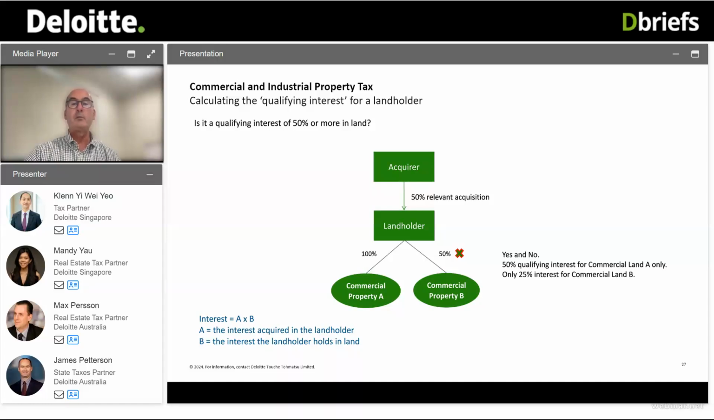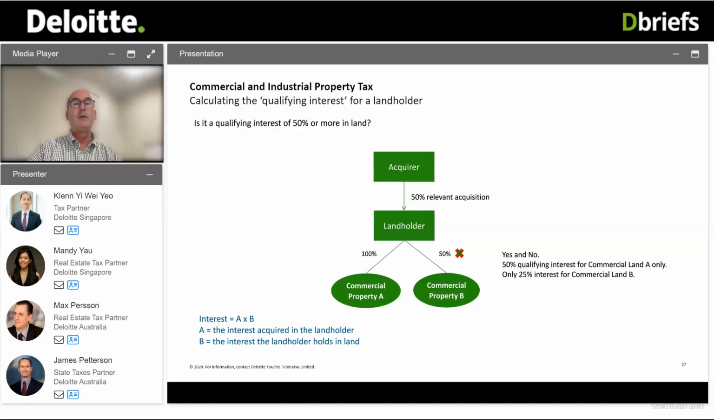So here, property A, 50% of 100%, obviously 50%, and that property will enter the CIPT regime. But for property B, where the landholder has only a 50% interest, that multiplies out to a 25% interest only in property B that's acquired. So that property will not enter the CIPT regime.